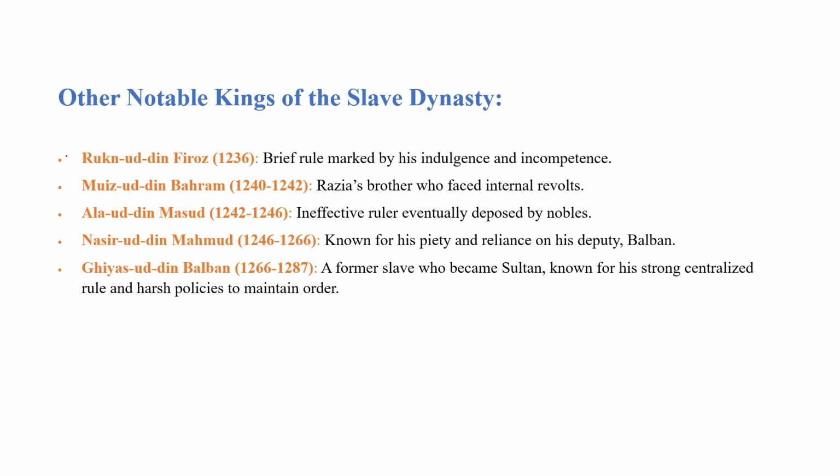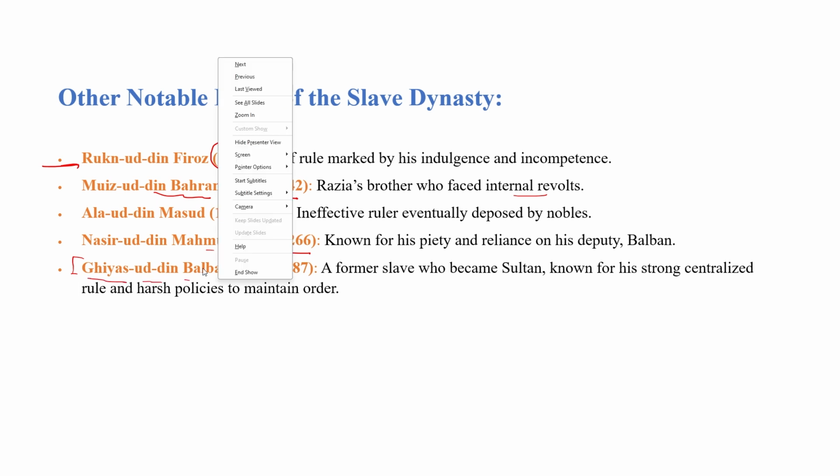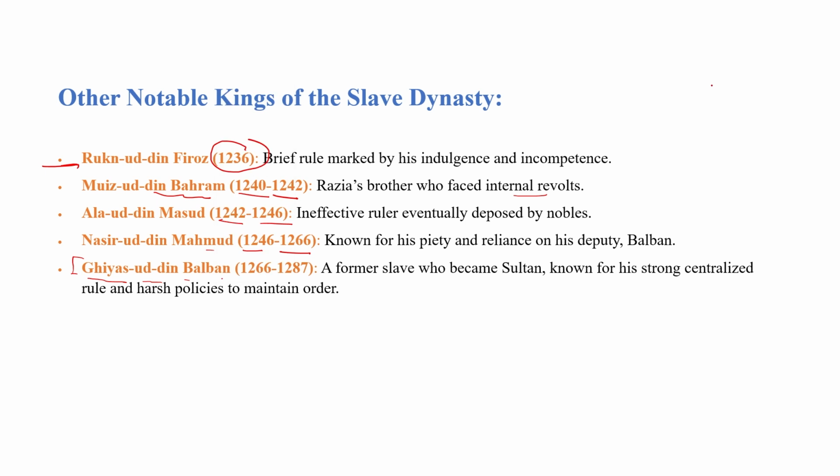Before this, after the death of Iltutmish, Rukunuddin Firoz became ruler in 1236. Then Behram Shah became the ruler from 1240 to 1242, Razia's brother, who faced internal revolt. After Behram Shah, Alauddin Masud Shah became ruler for 4 years, between 1242 and 1246. After him, Nasiruddin Mahmud became the ruler from 1246 to 1266, and the last famous or important ruler was Ghiyasuddin Balban.